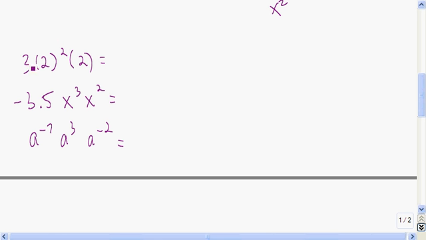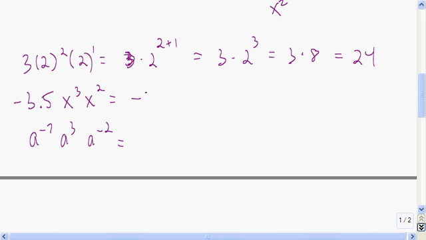All right, this first one here is going to be 3 times 2 squared times 2, well, that's to the power of 1. So it's 3 times 2 to the 2 plus 1. So that's 3 times 2 cubed. So that's 3 times 8. So that's 24.